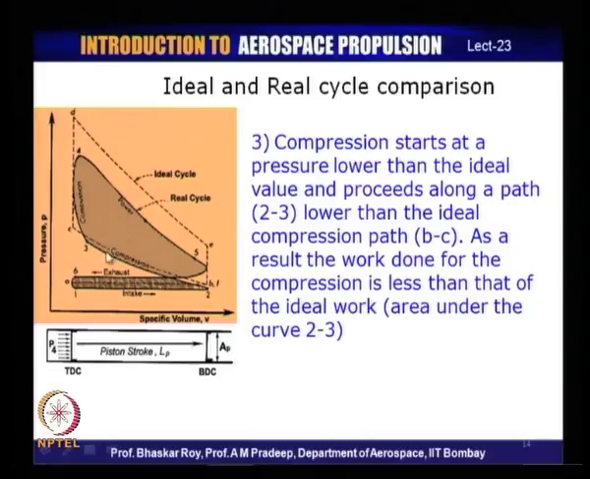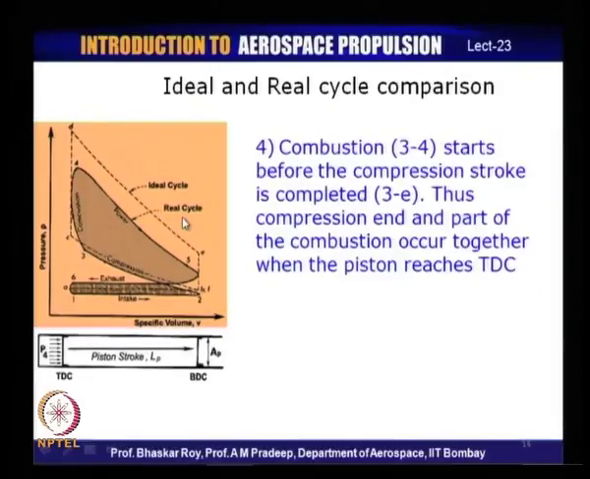So, the compression process, as we know, goes from 2 to 3, and at 3 combustion is initiated. The compression actually continues a little. It goes to what we had called TDC in the piston, and then the combustion process continues up to 4. So, the pressure and temperature keep on rising, and then over here the expansion process starts.